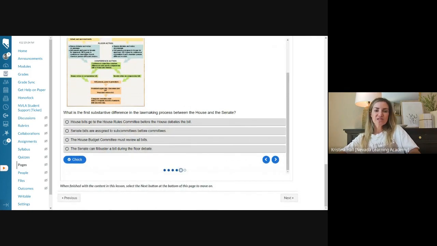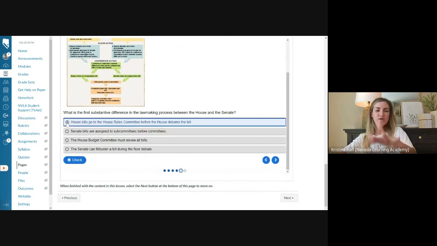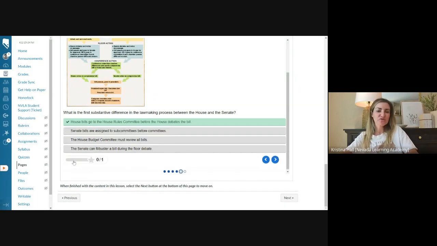What is the first substantive difference in the lawmaking process between the House and the Senate? The biggest difference is that all bills in the House go to a committee first. There are so many members, it's hard to organize 435 people, so they always have it go to a committee beforehand. They have to have that extra filtration process.